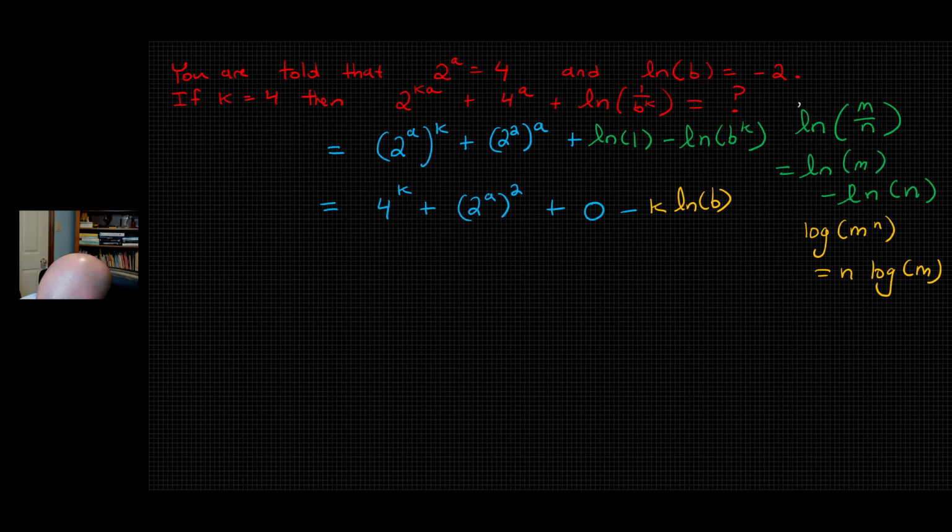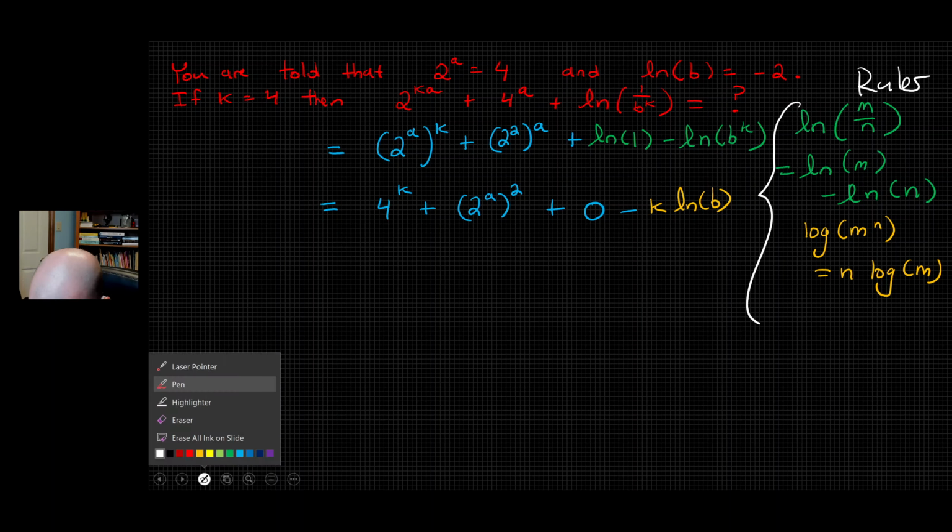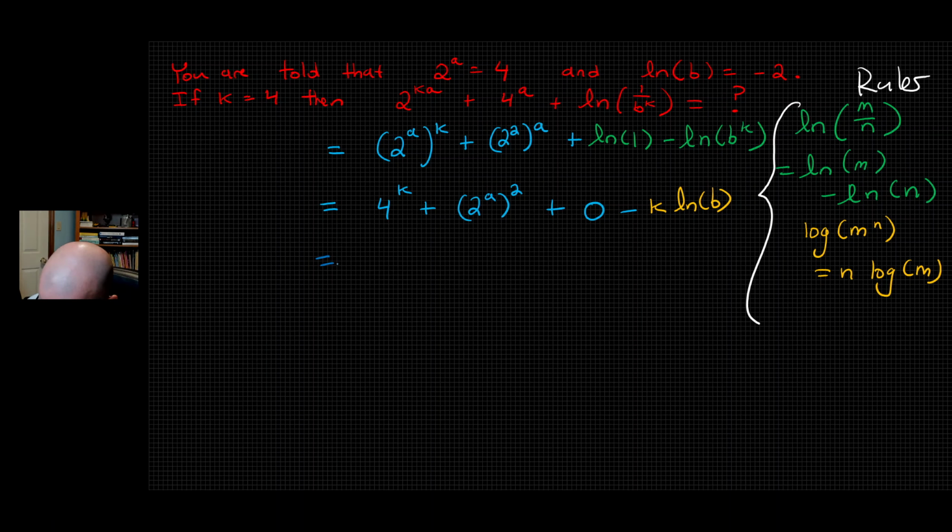I'm just going to put a little division in here. These are the rules that we're using. Okay, now let's plug that k in. 4 to the power of 4. Oh no, big number. My mistake. It's okay, we'll live. 4 to the 4 plus 4 to the 2 minus 4 times the ln of b. Ln of b is -2.